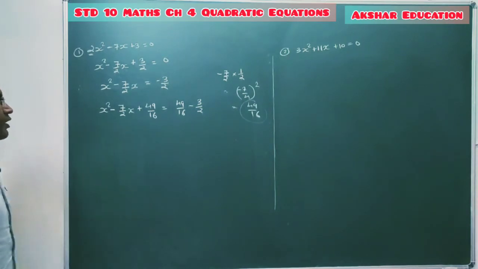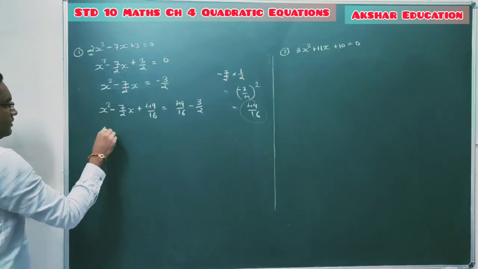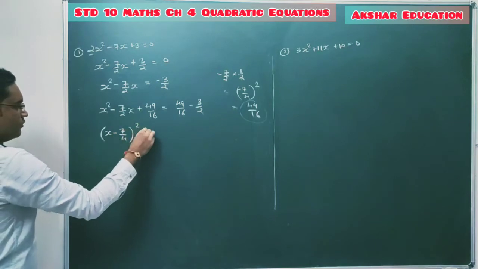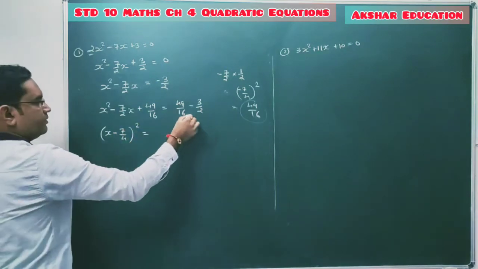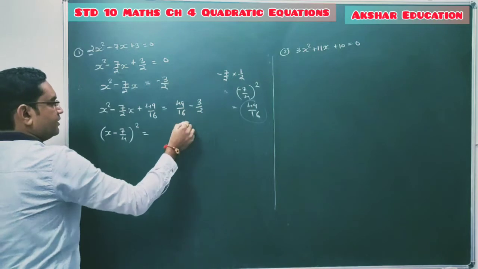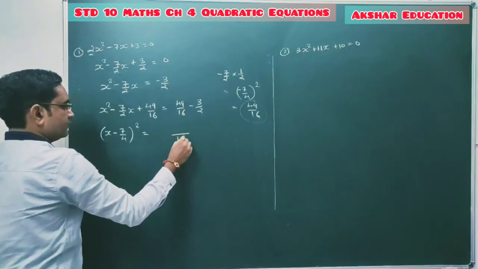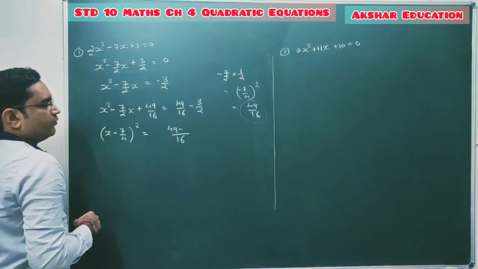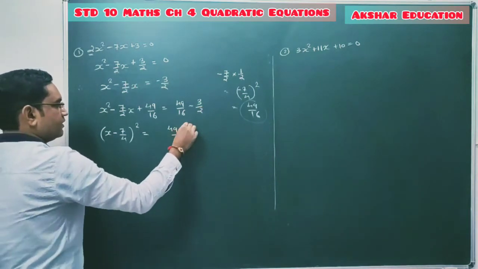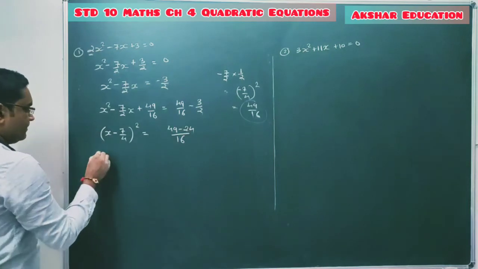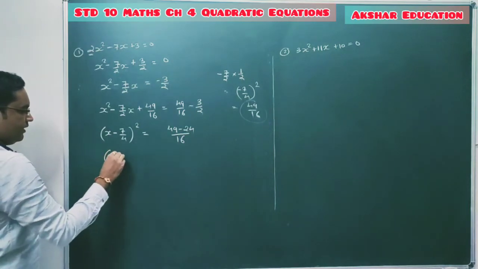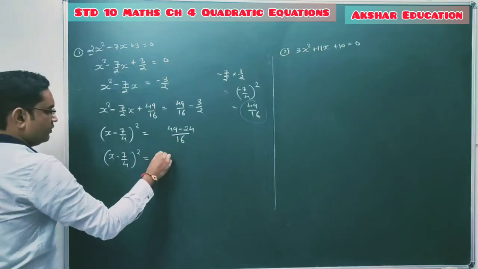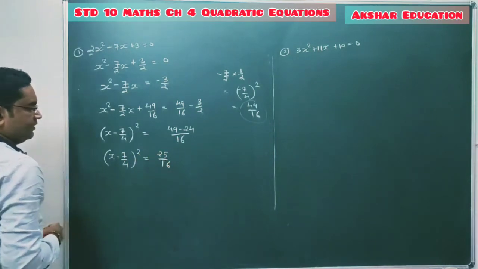So check this term. It's a 3 term trinomial. It's a perfect square trinomial whose factorization is x minus 7 by 4 whole square. This is equal to, now simplify this, LCM of 16 and 2 is 16. 16 ones are 16, so 49 ones are 49, 2 8s are 16, 8 3s are 24. So here we are getting x minus 7 by 4 whole square equal to 25 by 16.